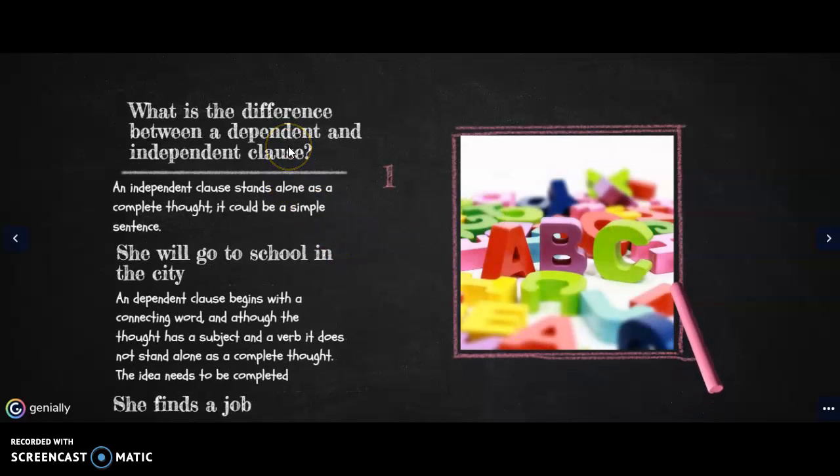What is the difference between a dependent and an independent clause? An independent clause stands alone as a complete thought. It could be a simple sentence. She will go to school in the city.